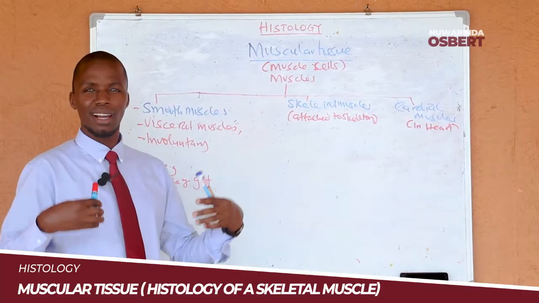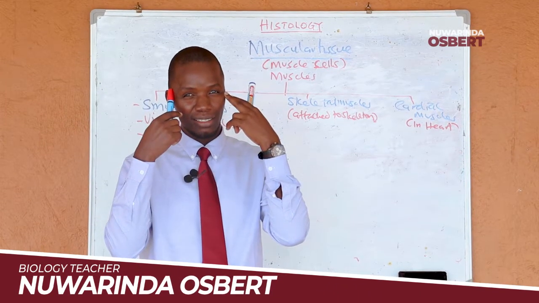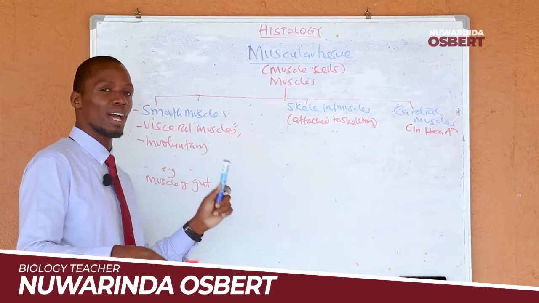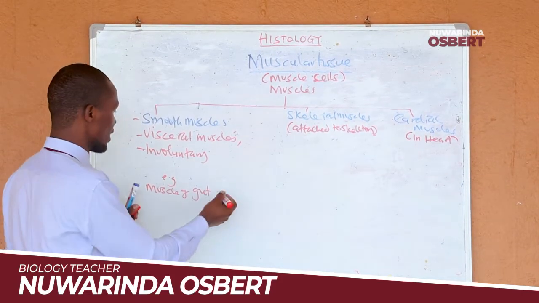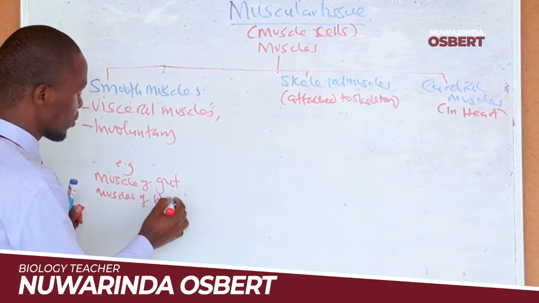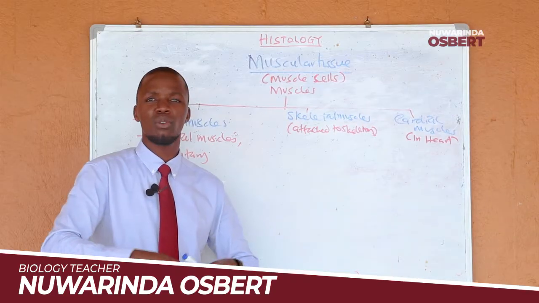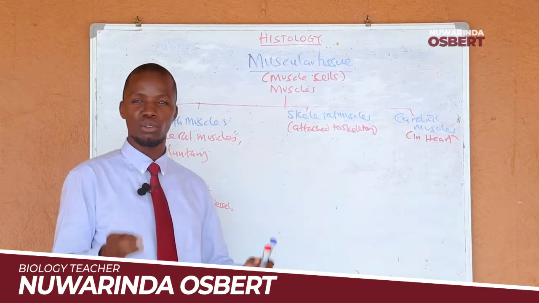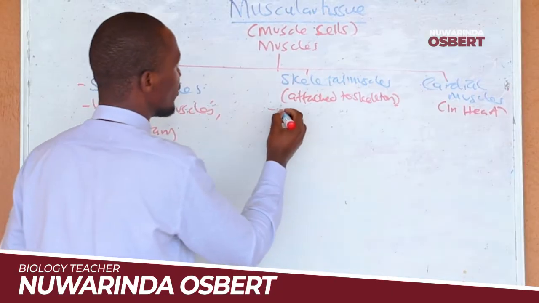In other words, their working does not require your will. You don't need to decide that now muscles of the gut start working. They happen by themselves. So that's why we say they are involuntary. They don't require your will for them to work. We have muscles of the gut. We have muscles that make up the blood vessels. Within your blood vessels, we have muscles there. The way they work, they don't require your conscience or your will. Unlike skeletal muscles, which are voluntary.